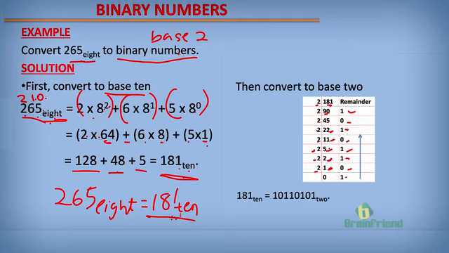And finally, 1 divided by 2 gives 0 remainder 1. And our answer is the remainders from the bottom to the top. So we have 1, 0, 1, 1, 0, 1, 0, 1, base 2. So 265 base 8 converted to a binary number is equal to 10110101 base 2. Remember, when asked to convert from a base to another base that is not 10, we first convert the number to base 10, then convert it to the required base.